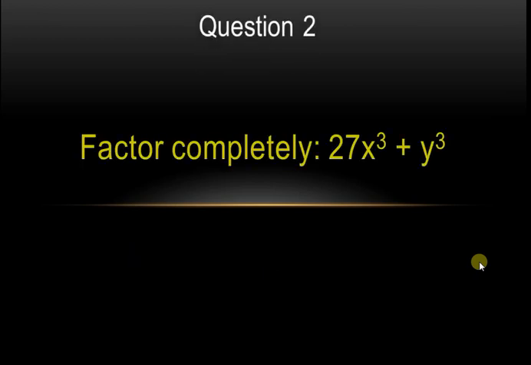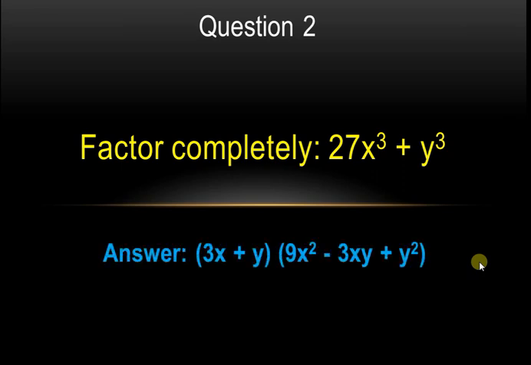Question number 2. Factor completely 27x cubed plus y cubed. Again, pause the video to give you time. The answer is the quantity 3x plus y times the quantity of 9x squared minus 3xy plus y squared.